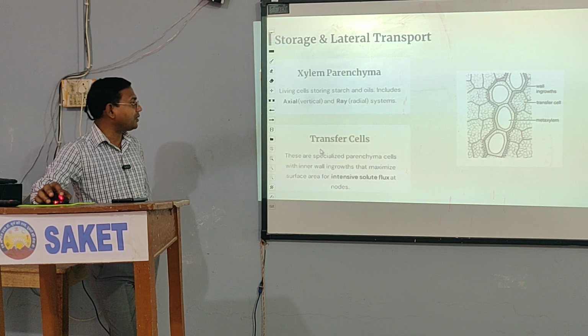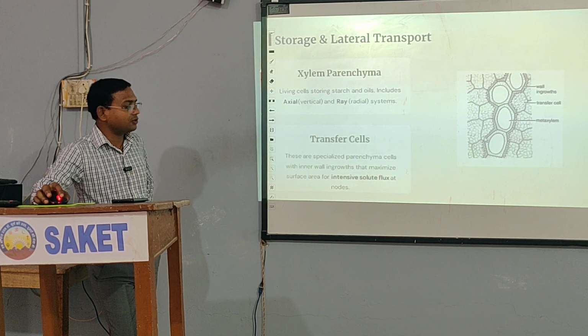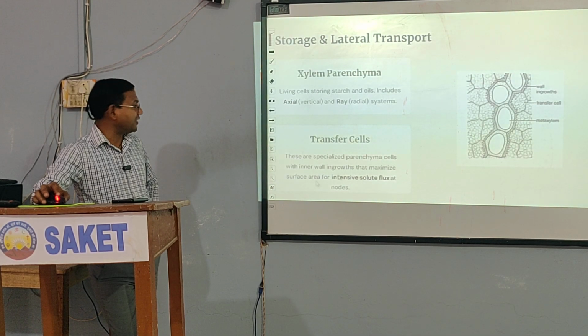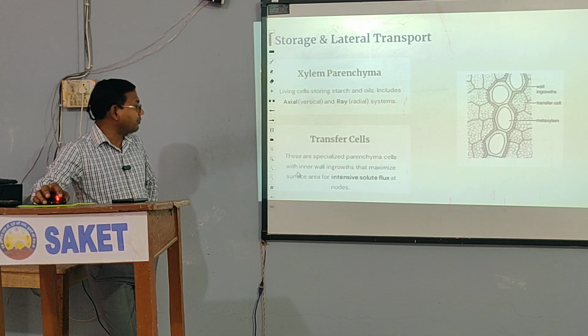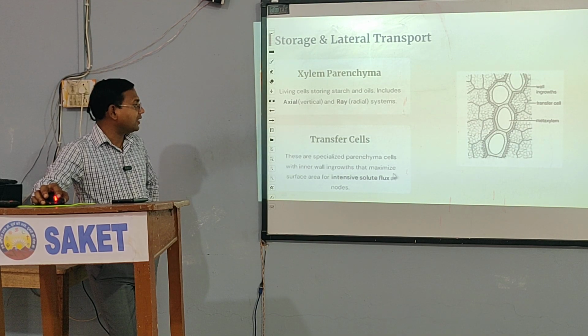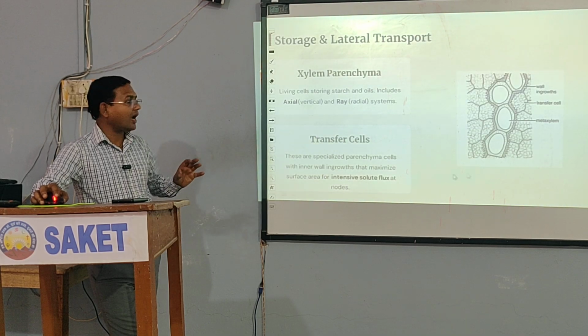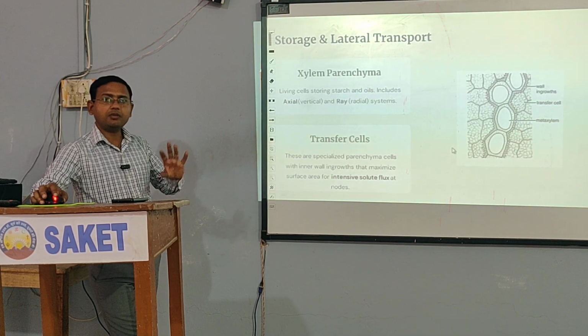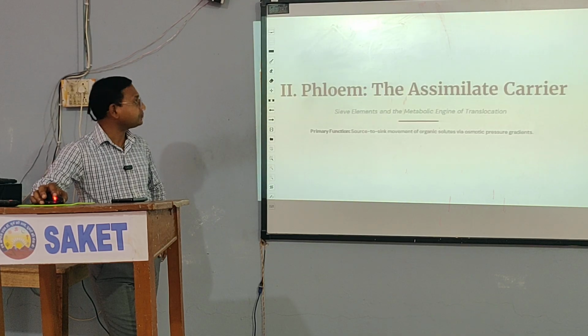And we have transfer cells. You can see here the wavy structure. These are the walls. The walls are depressed inside and form a wavy structure so that the surface area increases. So these are specialized parenchyma cells with inner wall ingrowths that maximize the surface area for intensive solute flux at the node. Node is the place from where branches or leaves arise in plants.